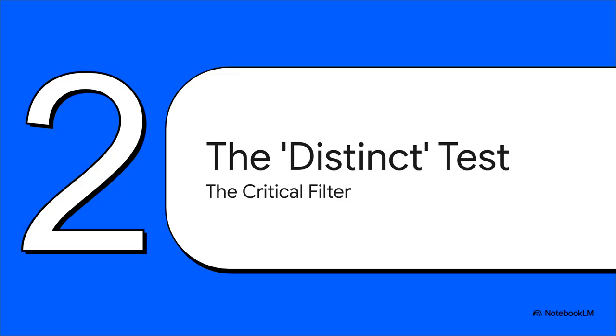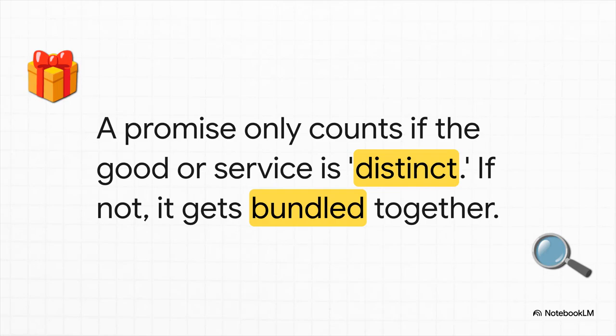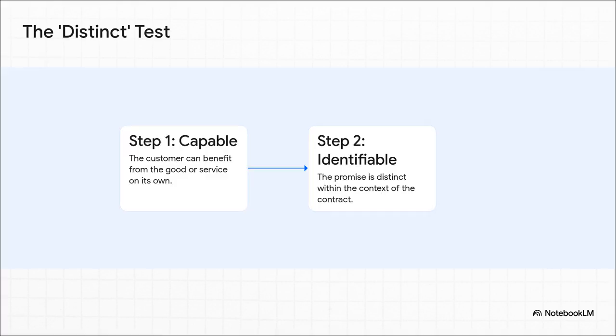It's known as the distinct test. This is the core principle of Step 2. If a promise can't stand on its own, the standard says you have to bundle it with other promises until you've created a package that is distinct. So how in the world do we figure that out? Well, here's how we do it. It's a two-part test, and a promise has to pass both parts. First, you have to ask yourself, can the customer actually benefit from this thing on its own? And second, looking at the specific deal, is this promise truly separate from all the other promises?